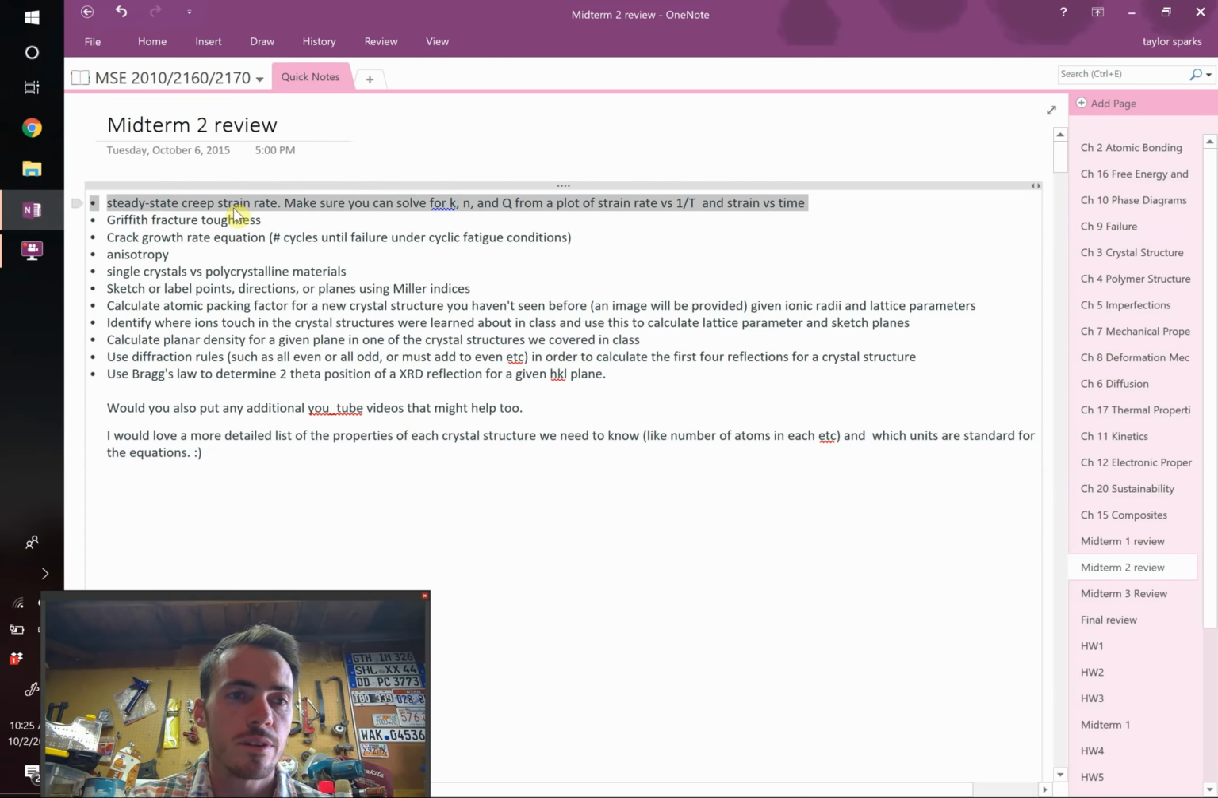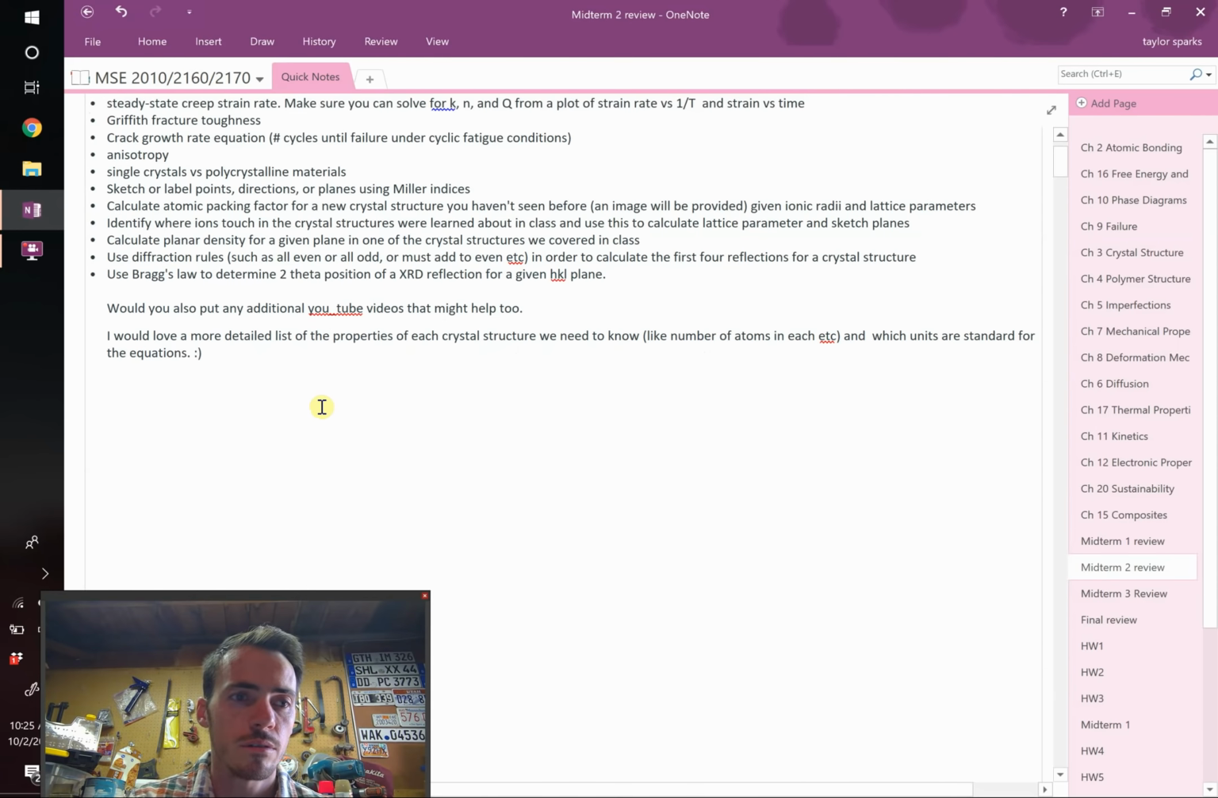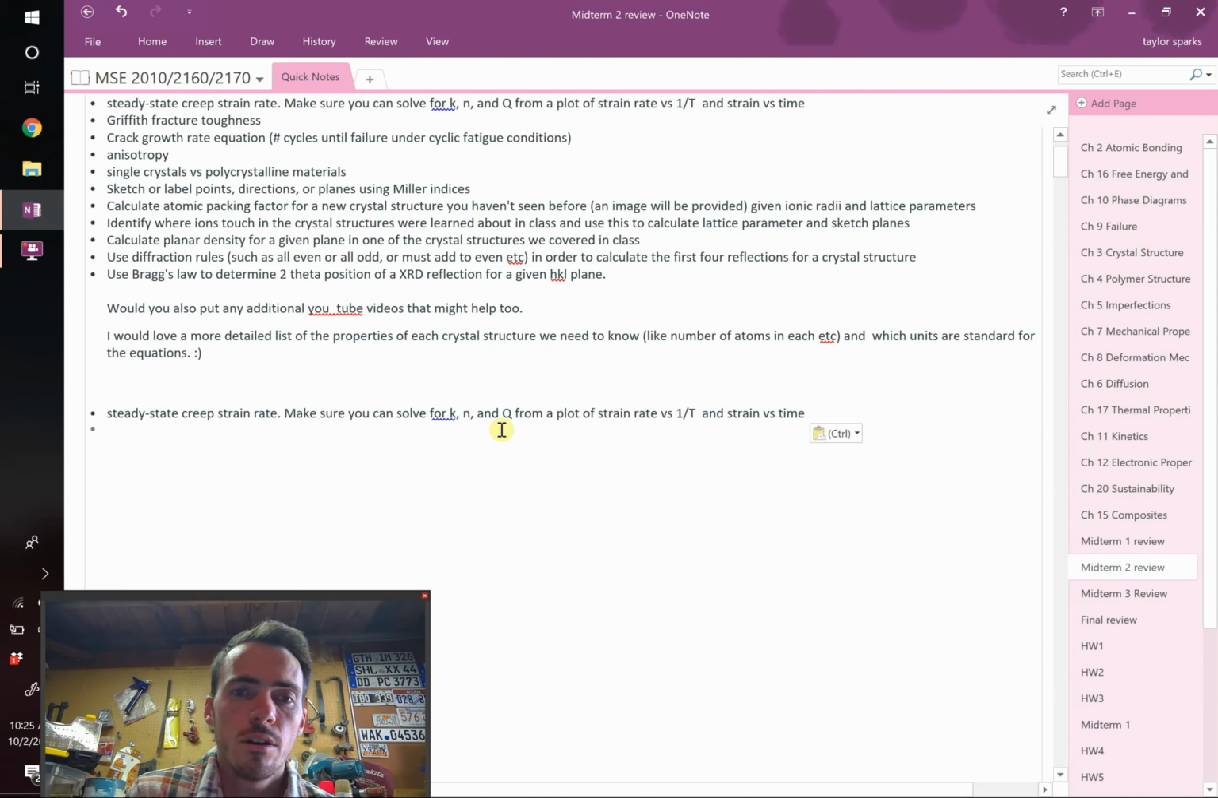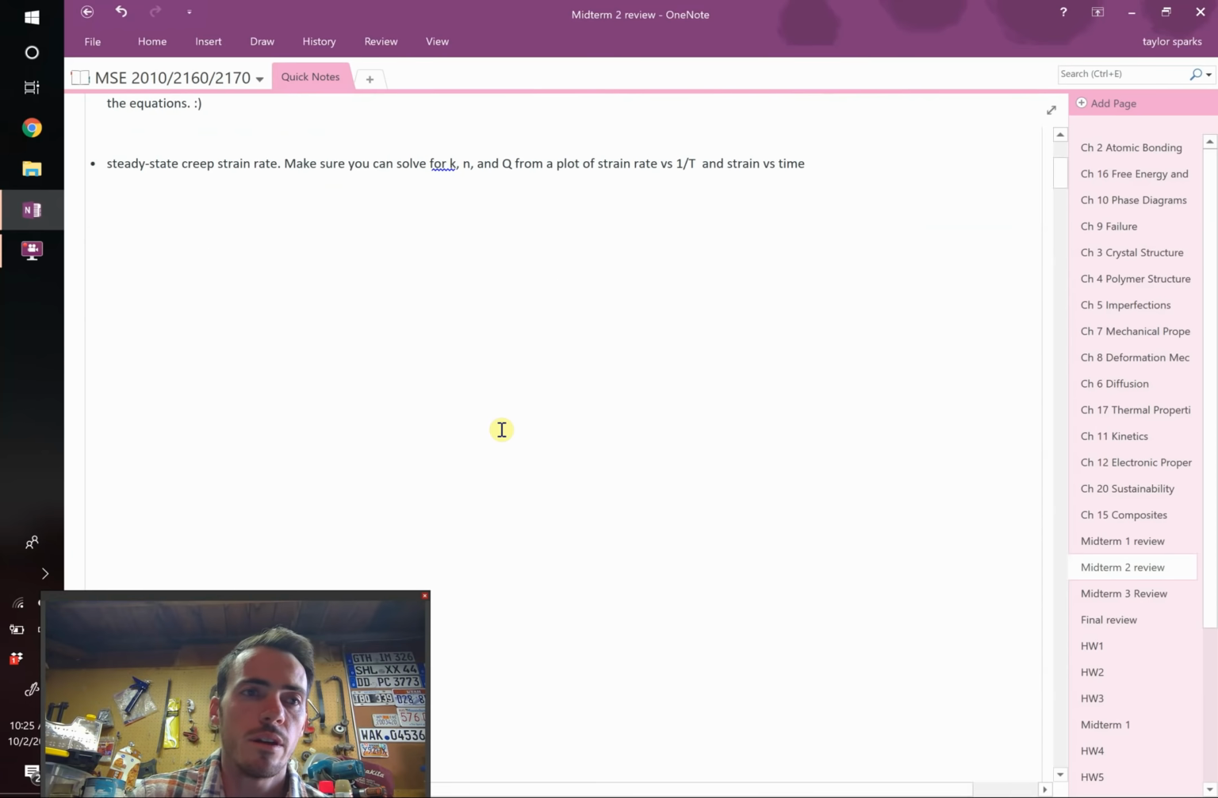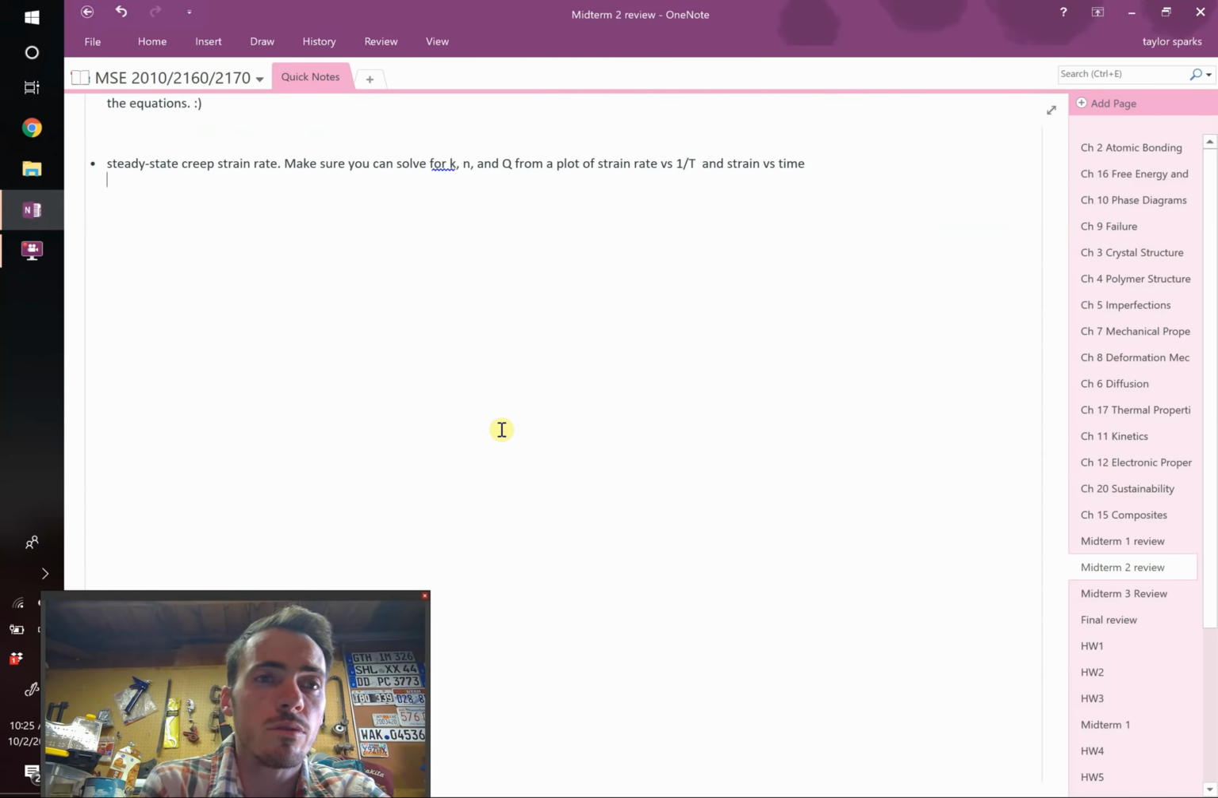Let's start with steady state creep strain rate, solving for the different coefficients for that, right? For K and Q from a plot of strain rate versus 1 over T and strain versus time. So let's dive into that. Remember, with creep, when you initially load it, there's going to be some strain, but creep is specifically talking about the strain that occurs slowly over time.